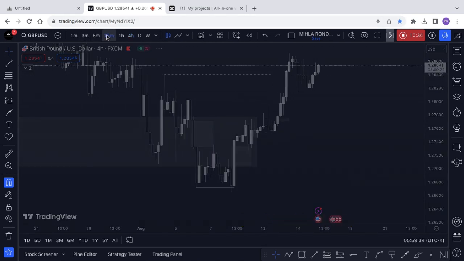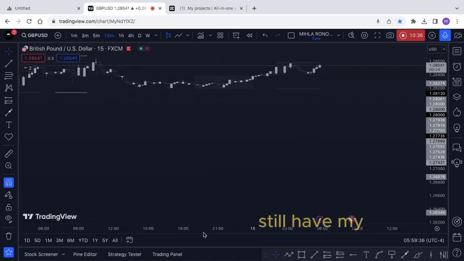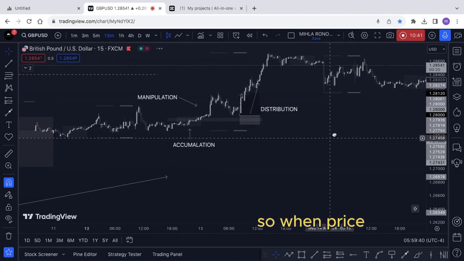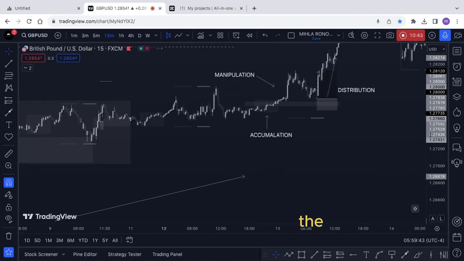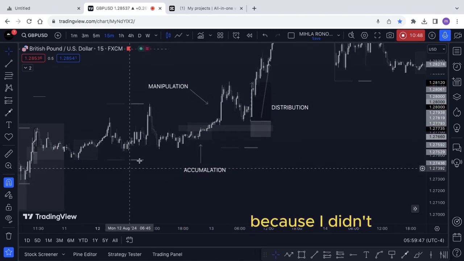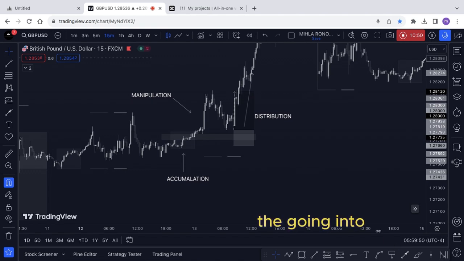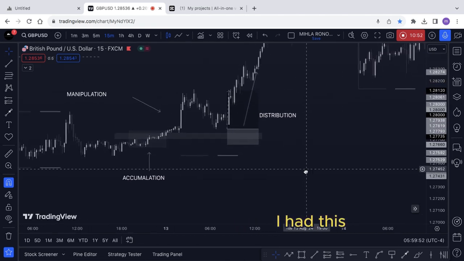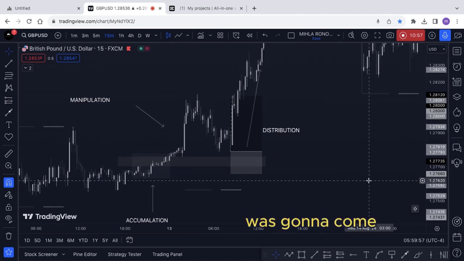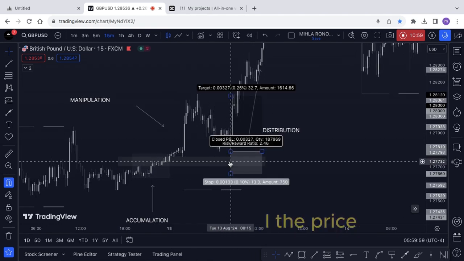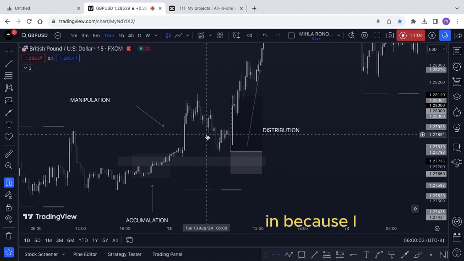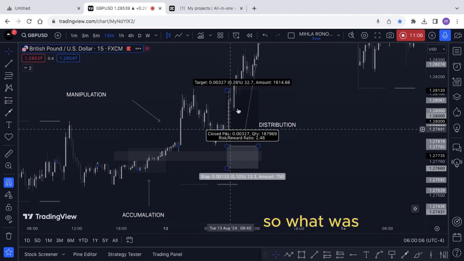So let's go to the M15. Hopefully I still have my analysis there. Yes, I do. This was another trade I missed, but I don't want to talk about that one because I didn't take it. Going into PPI, I had this 4-hour or 1-hour gap. What I was expecting was that price was going to come back, tap this and push higher. But price didn't really tap this.